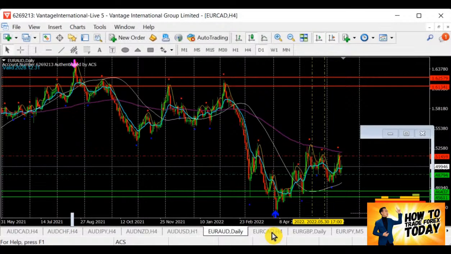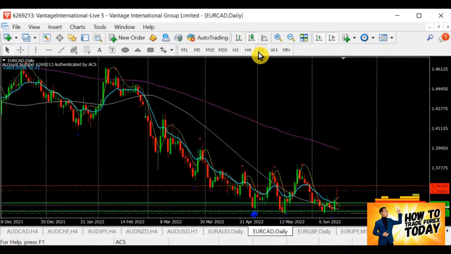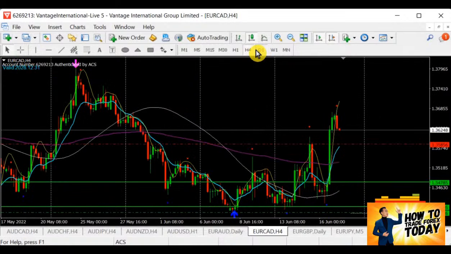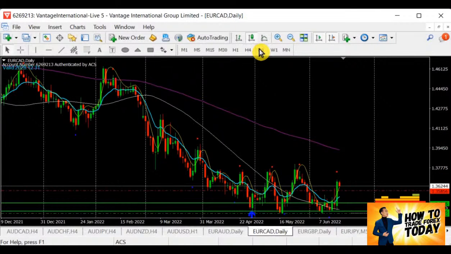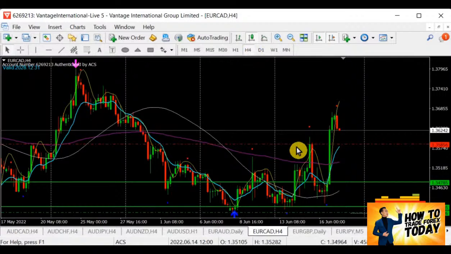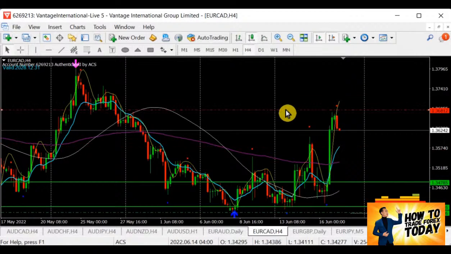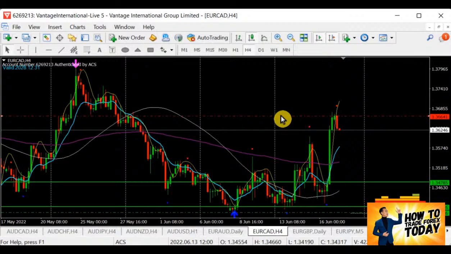So EuroCAD, we are still in the bear, but it's hovering around this area, very struggling. If you're asking me, should I sell EuroCAD right now, I would say that tentatively today I will give this a miss, because by looking at this area, we are on the resistance, which is actually quite good to sell.